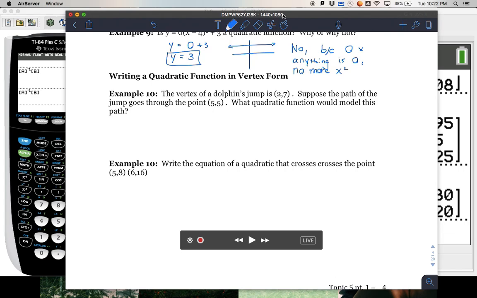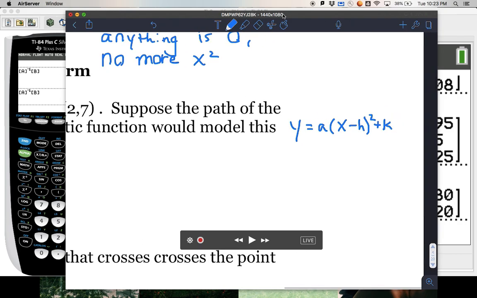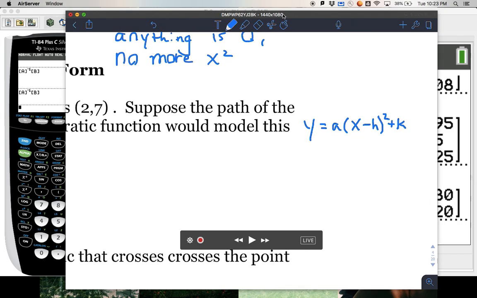So you have the vertex of a dolphin's jump is (2, 7). Suppose the path of the jump goes to the point (5, 5). What is the quadratic function that would model this path? This is something you'd be expected to do without a graphing calculator. And it needs to look like this. Since they told us the vertex, we're going to put it in what we call vertex form, so y = a(x - h)² + k.